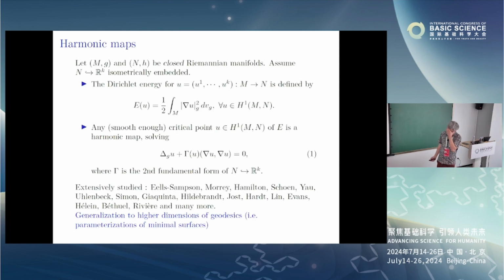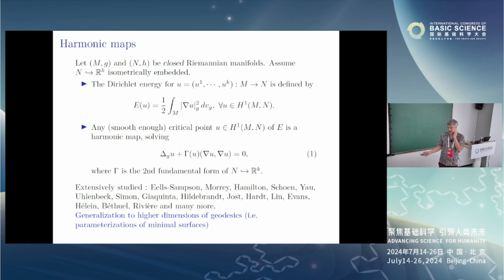Okay, so let me consider this very classical model problem. Let's take two closed Riemannian manifolds, M and N, and let's isometrically embed the target, and let's consider the Dirichlet energy defined the natural way. If you take any smooth enough critical point, it satisfies the following equation. This is the so-called harmonic map equation.